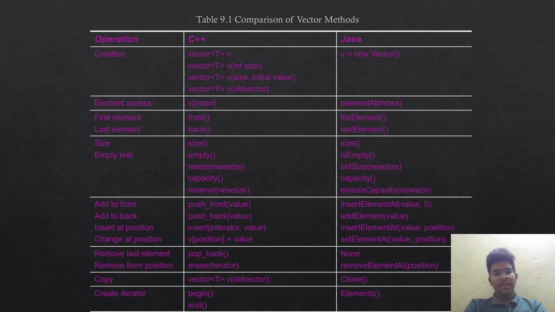In C++, the element access is v of index. In Java, elementAt of index. In C++, the vector methods are front and back. In Java, it is firstElement and lastElement. In C++, size, empty, resize, and so on. You can see the comparison of the vector methods in C++ and Java for a few minutes.